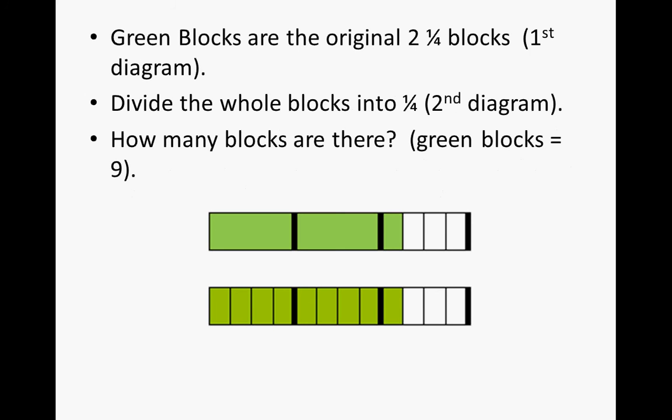So here is an example. The green blocks are the original 2 1/4 blocks, which is the first diagram, and divide the whole blocks into 1/4, which is the second diagram, and then count up how many blocks are there. The green blocks would equal 9.